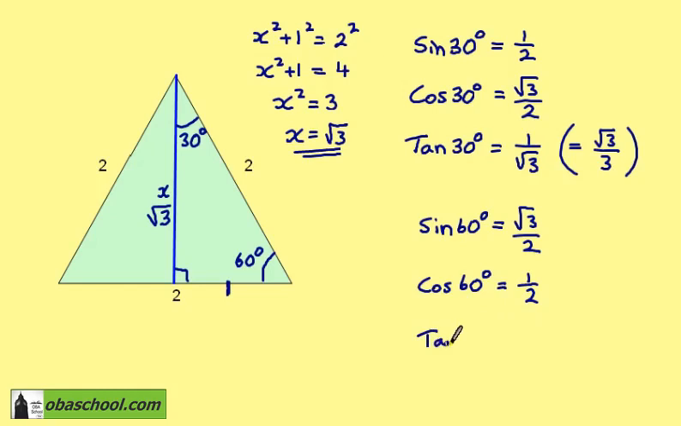and the tangent of 60 degrees is the opposite over the adjacent, root 3 over 1, or just root 3. All of these values you should remember and be able to reproduce immediately.